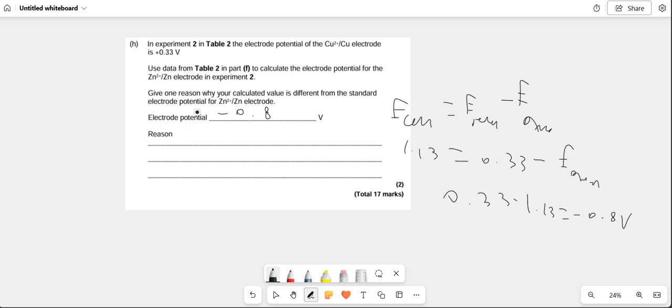And then what's the reason that it's different from the standard one? Again, just non-standard conditions here. Just copy and paste the answer.